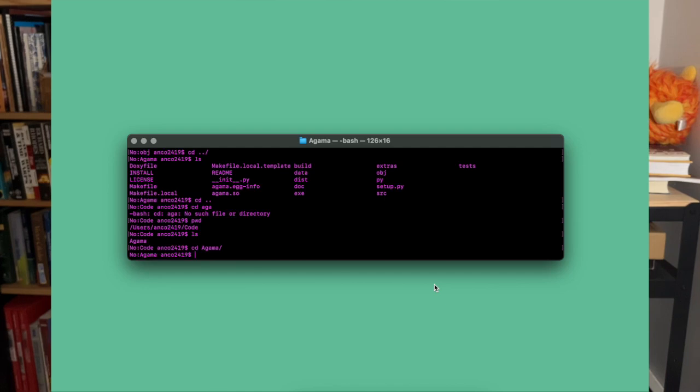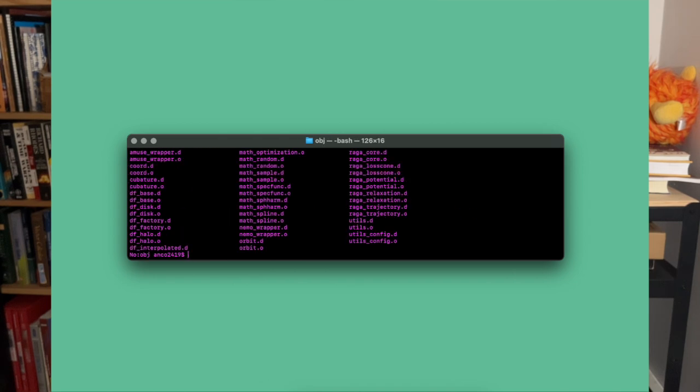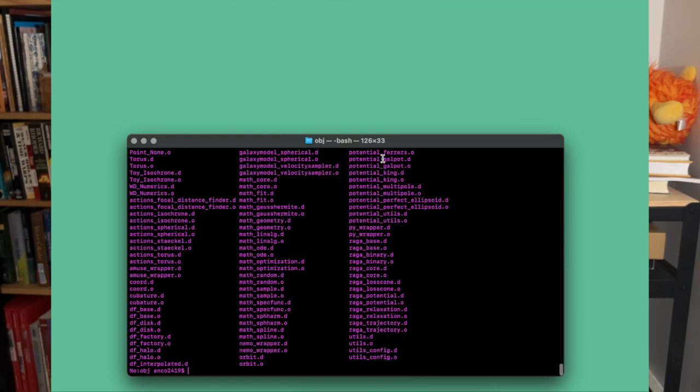The one I have right now is called Agama. It's a galactic dynamics code. So here's the code. This is what it looks like. If I just go to the object files, this is how many little modules are in here to make this thing work.